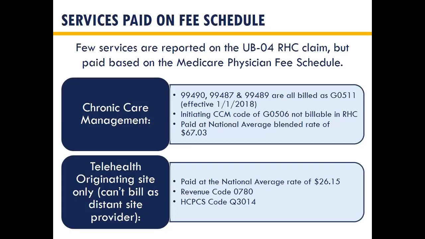Another such instance when it's paid at a fee schedule is when providing services for a telehealth originating site. This is billed on your UB04 using revenue code 0780 and HCPCS code Q3014. This claim pays at the national average rate of the Medicare physician fee schedule of $26.15 for 2019. And just remember that RHCs are not allowed to bill the professional services of any telehealth visits. The professional services are referred to as the distant site provider, and RHCs are not eligible to bill that, basically because there's no face-to-face visit with that provider.